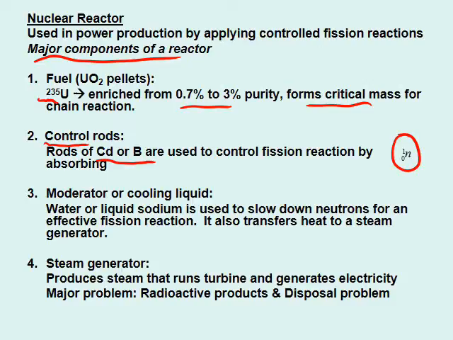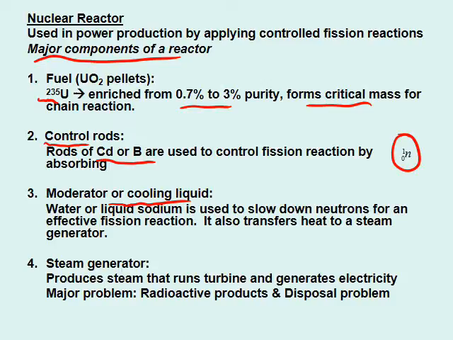The third component is moderator or cooling liquid. You know that in nuclear reaction, especially in fission reaction that we're discussing here for nuclear power plant, it gives off a significant amount of energy. So you must have a liquid there to which you transfer that heat energy, and that way the reaction core doesn't get overheated. And you can also make use of that heat in boiling water to steam, which I'm discussing next. So basically you need to have a cooling liquid.